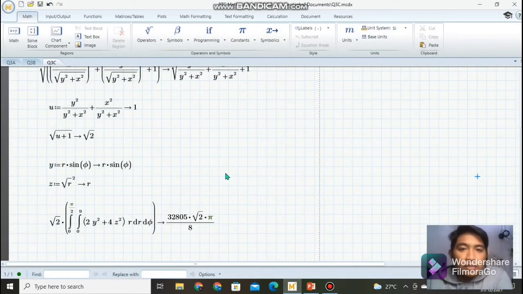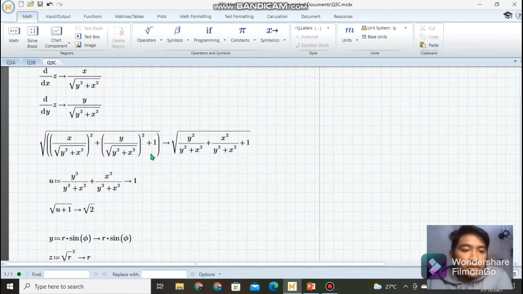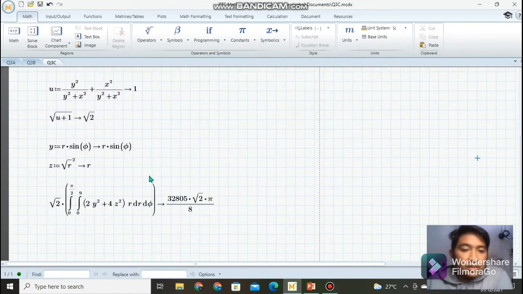I use MATLAB Prime simulation software. So here is my coding for question 3C. As you can see, my final answer is correct. My final answer I got is 32,805 square root 2 pi over 8.